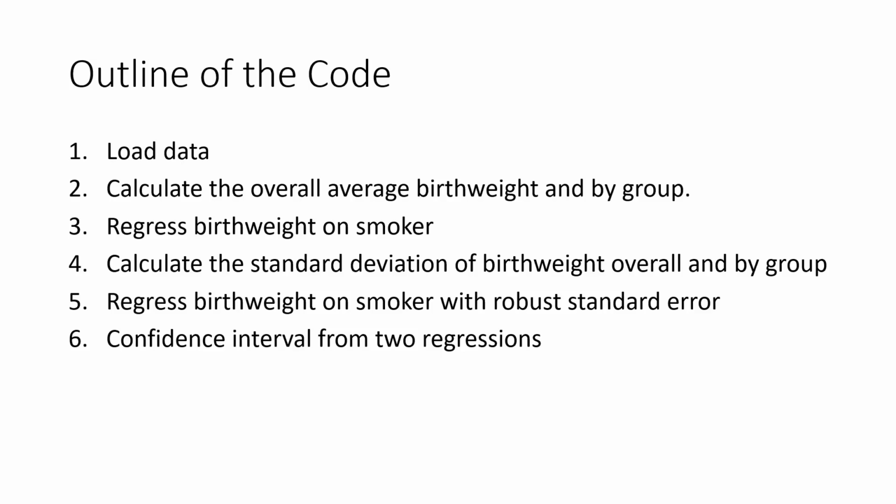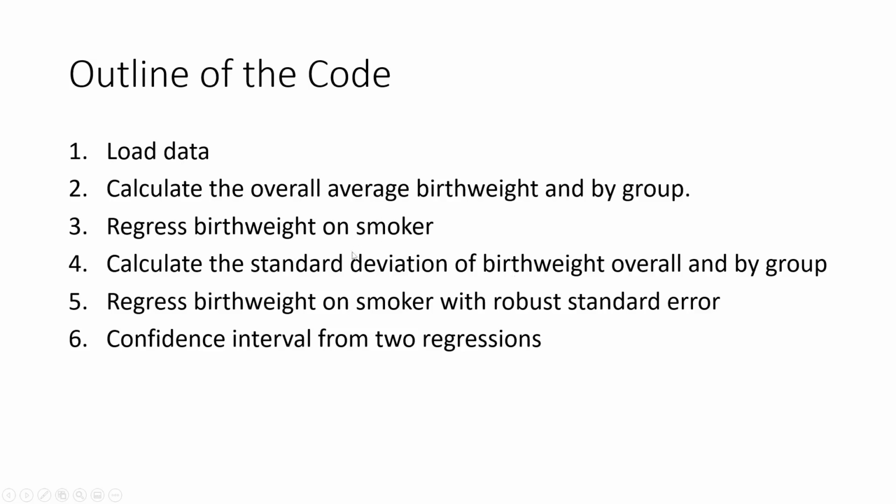So overall, smokers, non-smokers. So there are 3 different standard deviations we are going to calculate in step 4. And then in step 5, by calculating the standard deviations across groups, what we want is to check the heteroscedasticity, right? So if the standard deviation of smokers is different from that of non-smokers, that implies heteroscedasticity. The standard deviation is affected by the regressor, smoker.